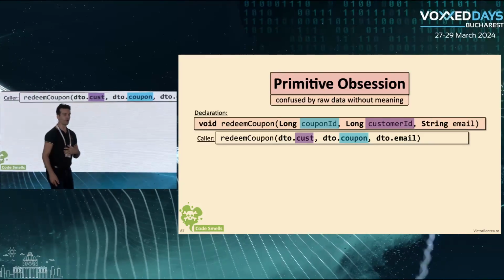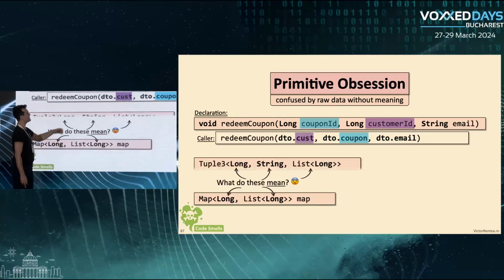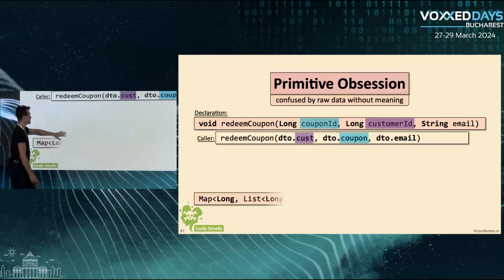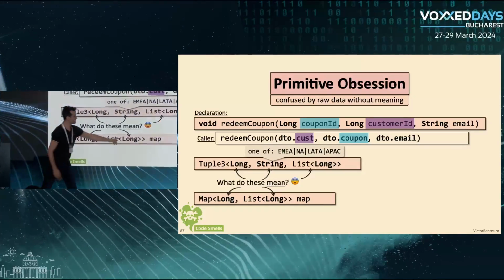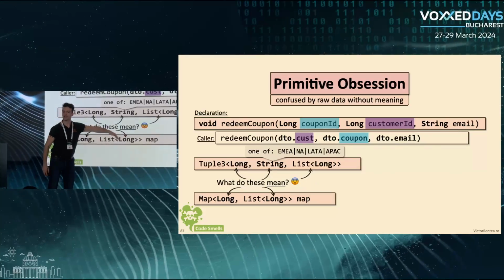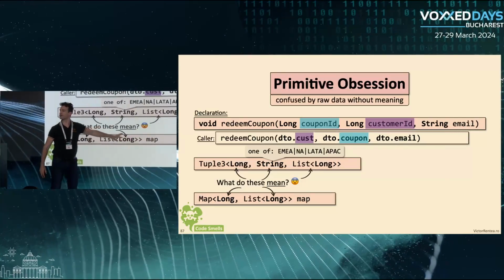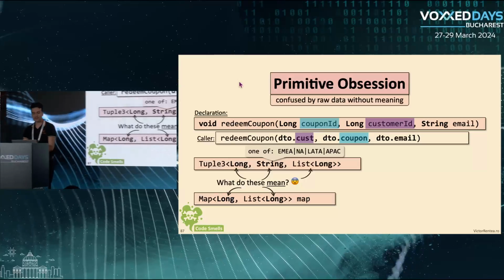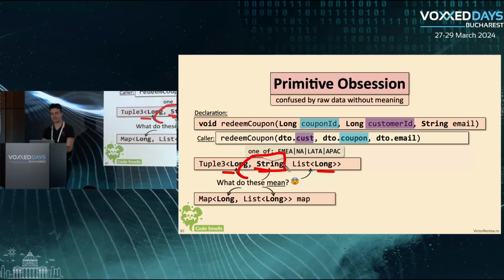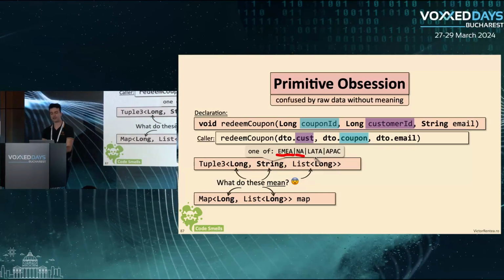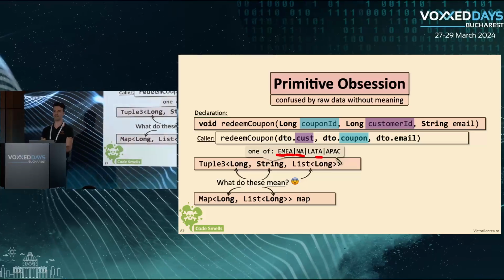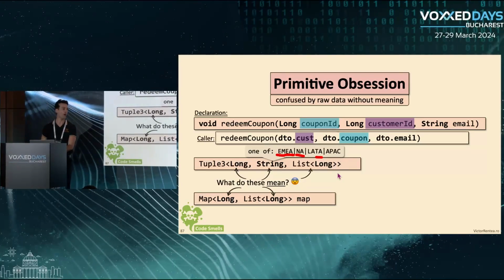Make a new class containing what? A single number? What the hell? Let's see this one: long to the list of long. What do these mean? You're dead. You have to track down who put what in the map. You see? Or this tuple, three long string, and this string you find in the specification that it can only take EMEA, North America, Latin America, and should only be one of these strings, says the law.